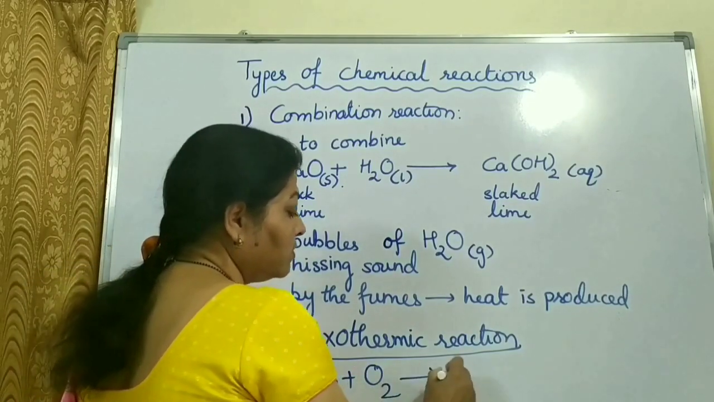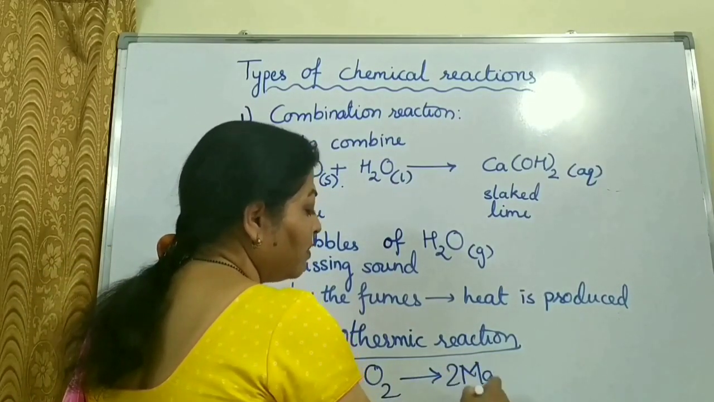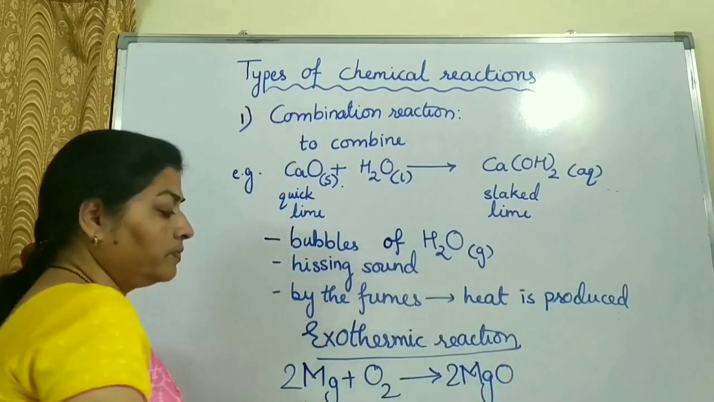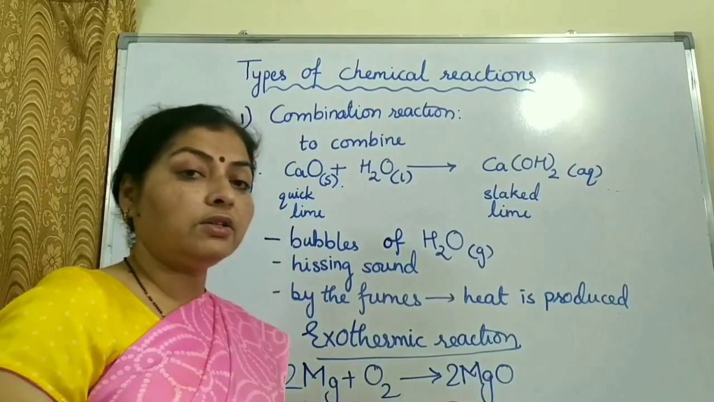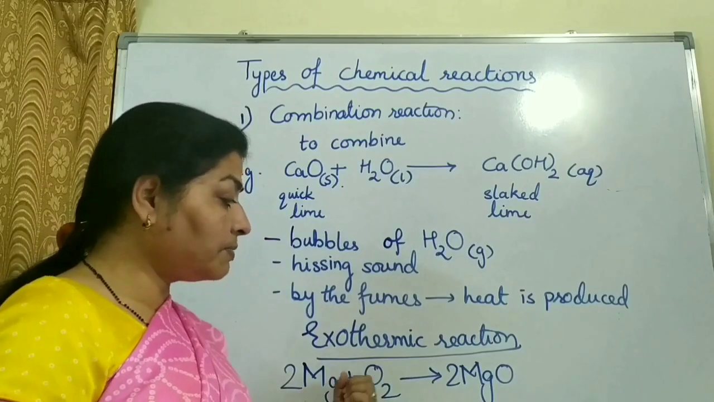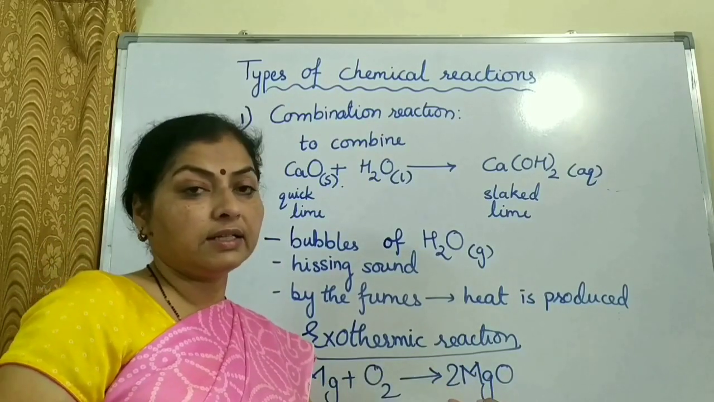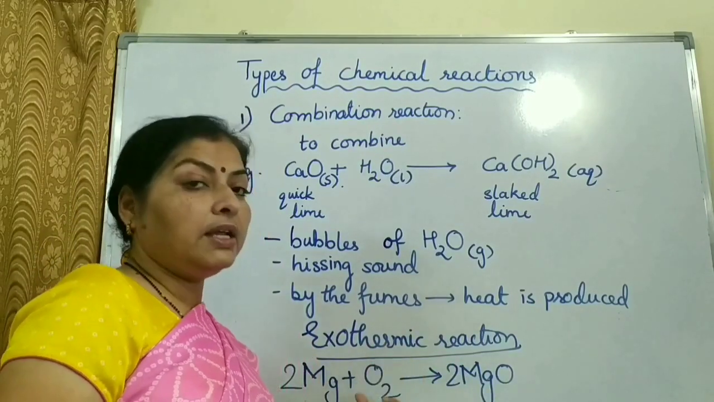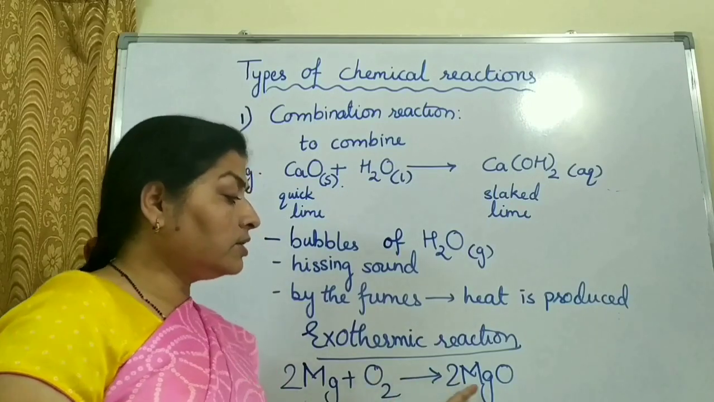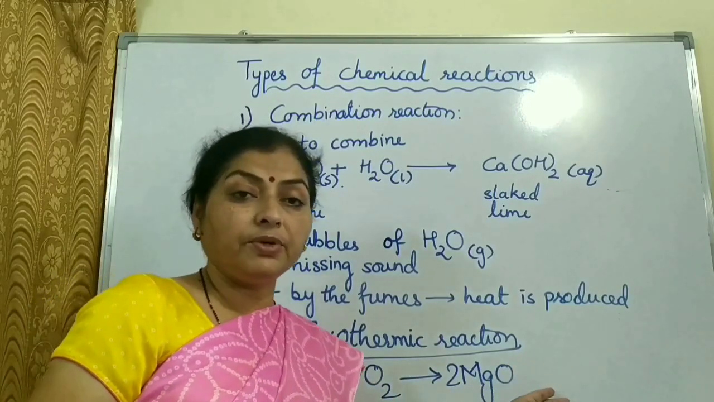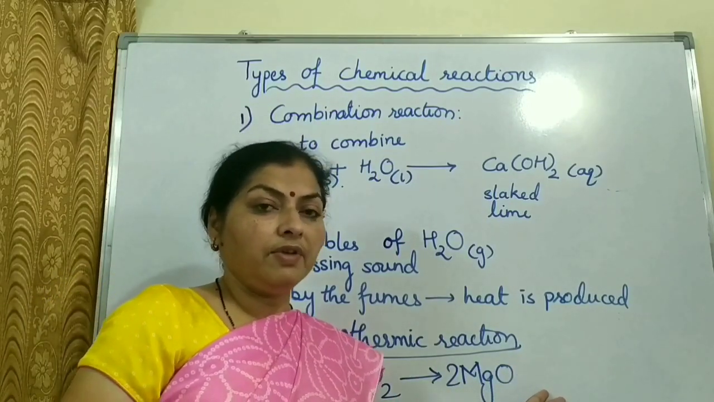Mg plus O2 gives MgO. If we balance it, it becomes 2Mg plus O2 gives 2MgO. So this reaction also is a combination reaction. Two substances combine to form a single substance. So it is a combination reaction. And here also a lot of heat and light is produced, as we have seen in the previous class.